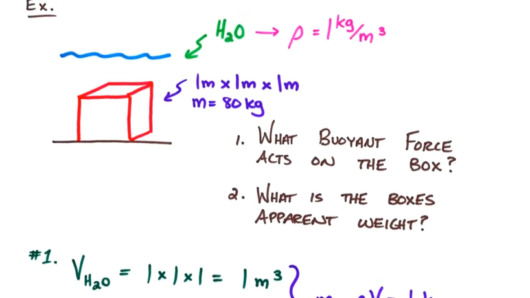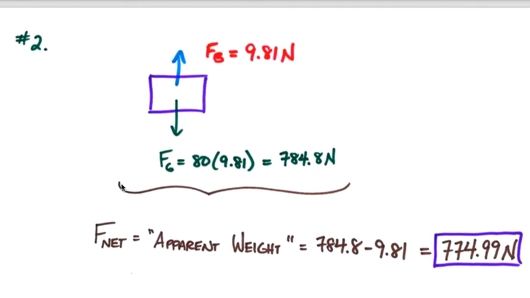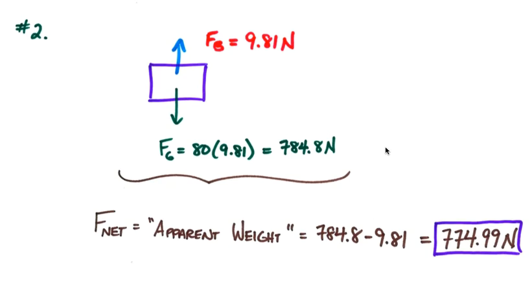That is the buoyant force that is attempting to push this block back to the surface. Now the question is, what is its apparent weight? What does it feel like? Well, when it's on land, it feels 784.8 newtons, because that's what your normal force would be when this box is at rest. I found that by multiplying the mass by the acceleration due to gravity. So this is what I would normally feel. But if 9.81 newtons is subtracted from that, my apparent weight is just going to be the difference of those two.